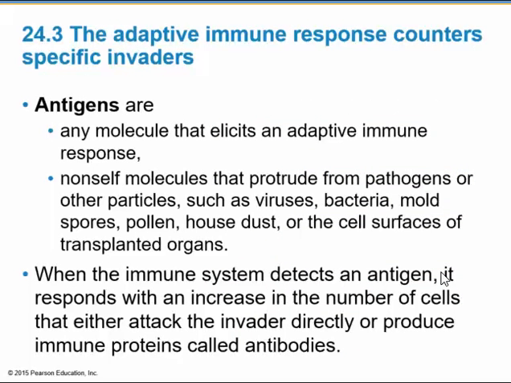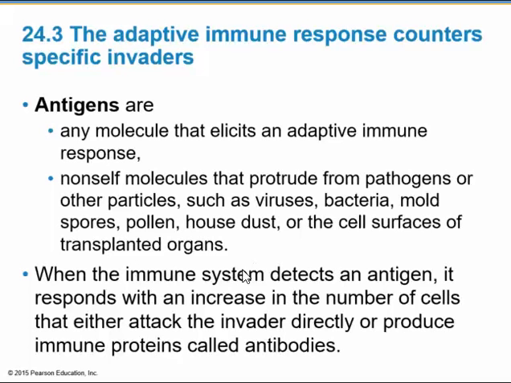Now, the thing that triggers adaptive immunity are antigens. An antigen is simply any molecule that elicits an adaptive immune response. It's typically a piece of the pathogen. It's a molecule that does not belong to the individual. It's non-self. It can be anything that protrudes from the pathogen or any other particle that is not self but triggers a response.